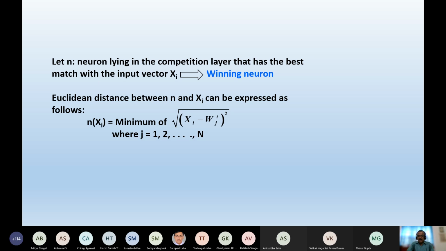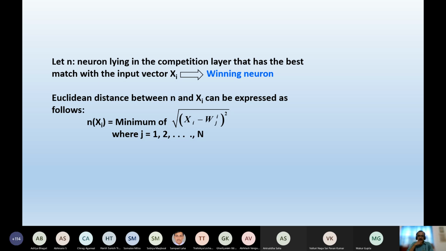So how many such numerical values will there be corresponding to the ith data point lying on the input layer? Capital N number of Euclidean distances. I think I am clear to all of you. The Euclidean distance between the same ith point lying on the input layer and all capital N connecting weights. So I can find capital N number of Euclidean distance values.